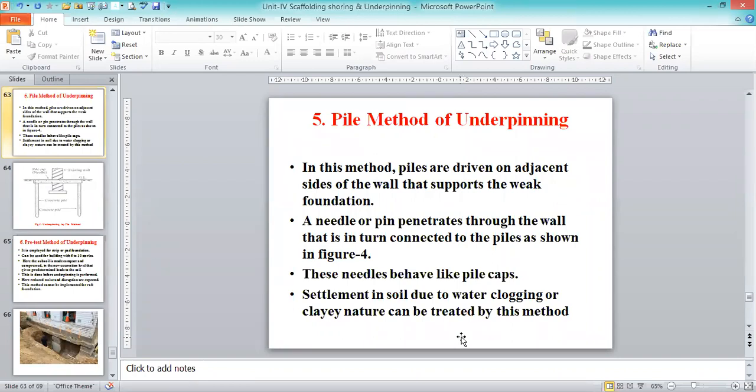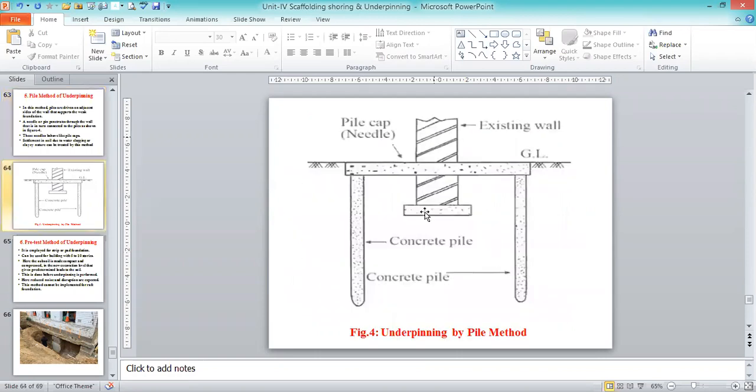The settlement in soil due to water logging and clay nature can be treated by this method. Where waterlogged areas, water logging will be there, and the clay nature of the soil, this pile method of underpinning is going to be suitable. You can go through the diagram. So this is one existing wall. For that, the foundation is provided, and then we are going to provide the piles at the adjacent sides.